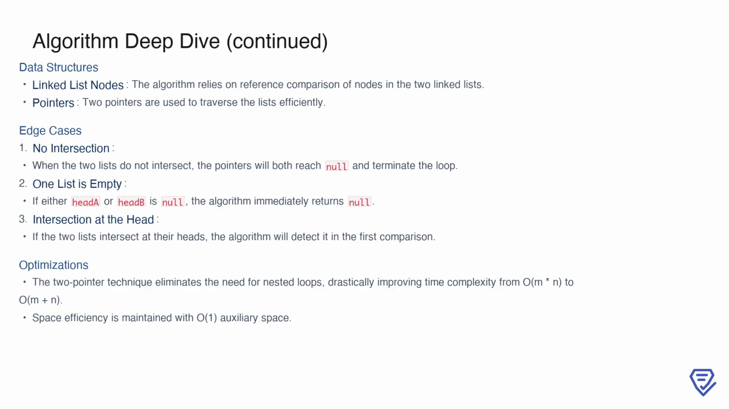If the intersection occurs at the very head of the lists, the algorithm will detect it during the first comparison of PTR-A and PTR-B. The two-pointer technique significantly optimizes the solution by avoiding nested loops and reducing the time complexity to O(m+n), while maintaining space efficiency with O(1) auxiliary space.